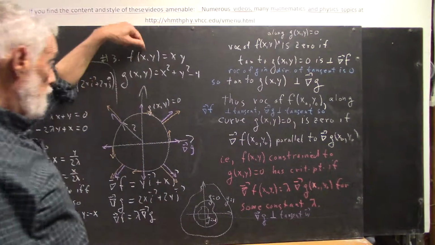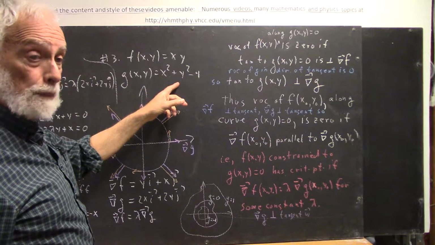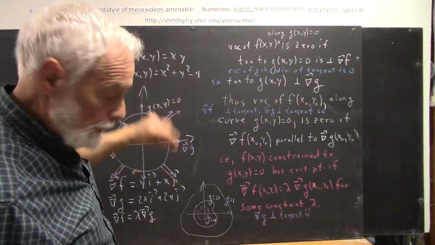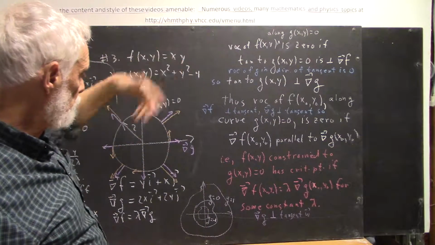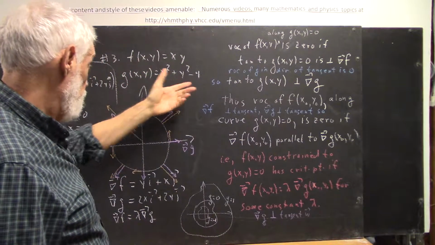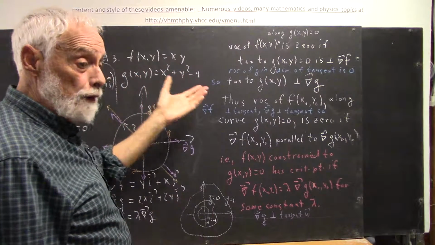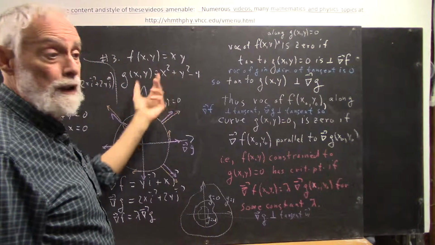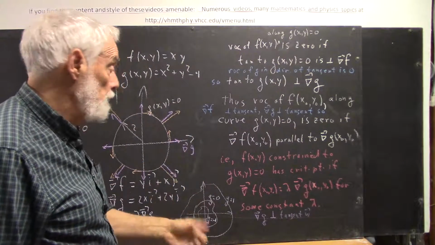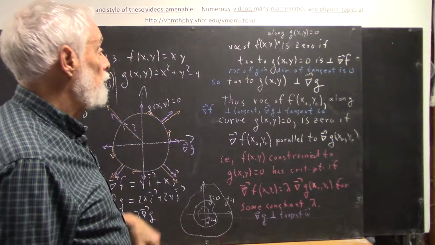Consider the problem f of x,y equals xy, g of x,y equals x squared plus y squared minus 4. Now, I've used this curve in a couple of videos. It's just a circle of radius 2 about the origin. So it's very straightforward. The constraint curve might be more complicated, but this is quite a decent representation of what a constraint curve means and how we might graph the thing.